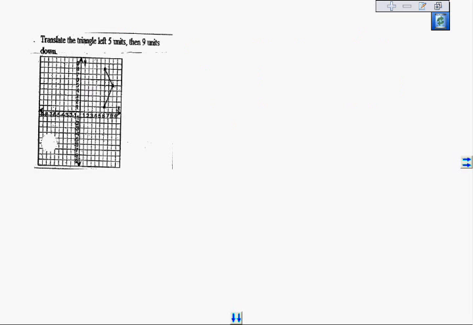Number 4, translate the triangle left. That's the x. Left and right is x. Left is subtracting 5 units. 9 units down. Down travels along the y, and that's subtracting 9. My coordinates. I go over 6, up 1. I go over 6, up 8. I go over 8, up 5.